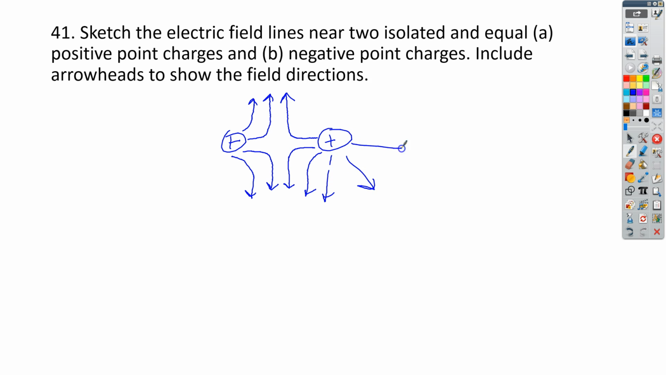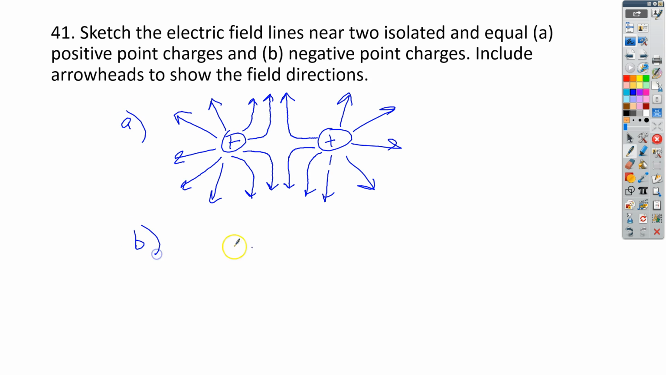On this side, they will just go straight out because there's nothing interacting with them. Because they're the same, we do want to try to keep the number of lines the same on both sides. So I'm trying to make this as symmetrical as I can. And notice that you have an area in the middle where there's no electric field. That is letter A. For letter B, we have 2 negative point charges, and remember negative point charges, all the lines go towards those.